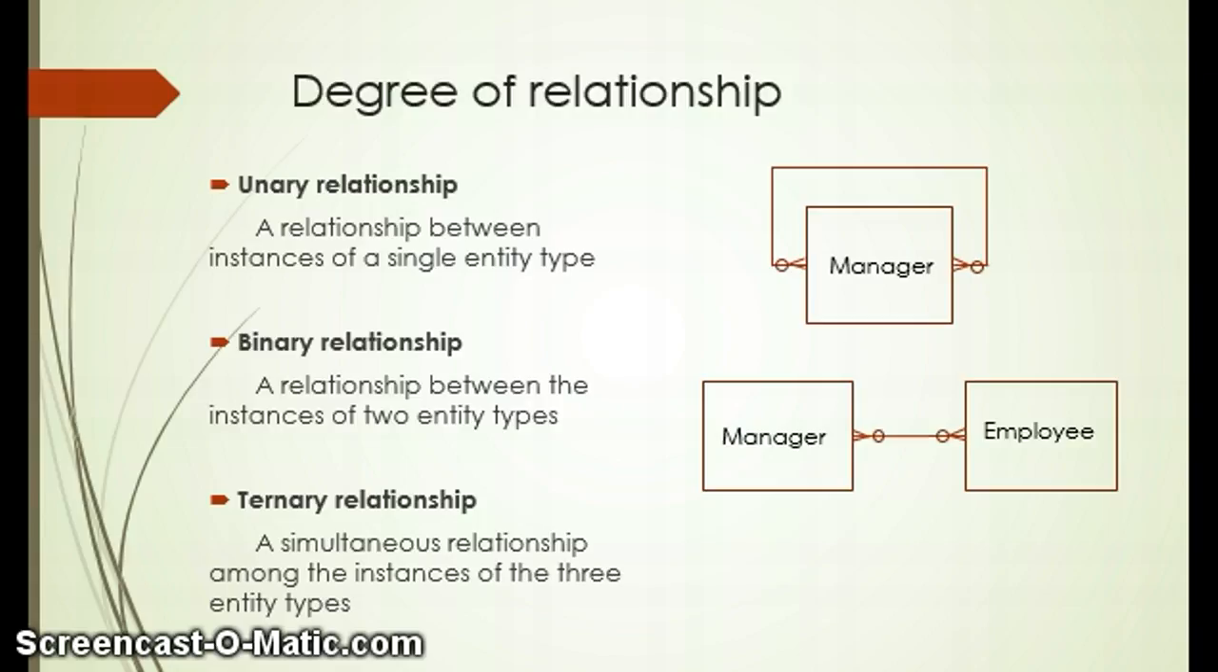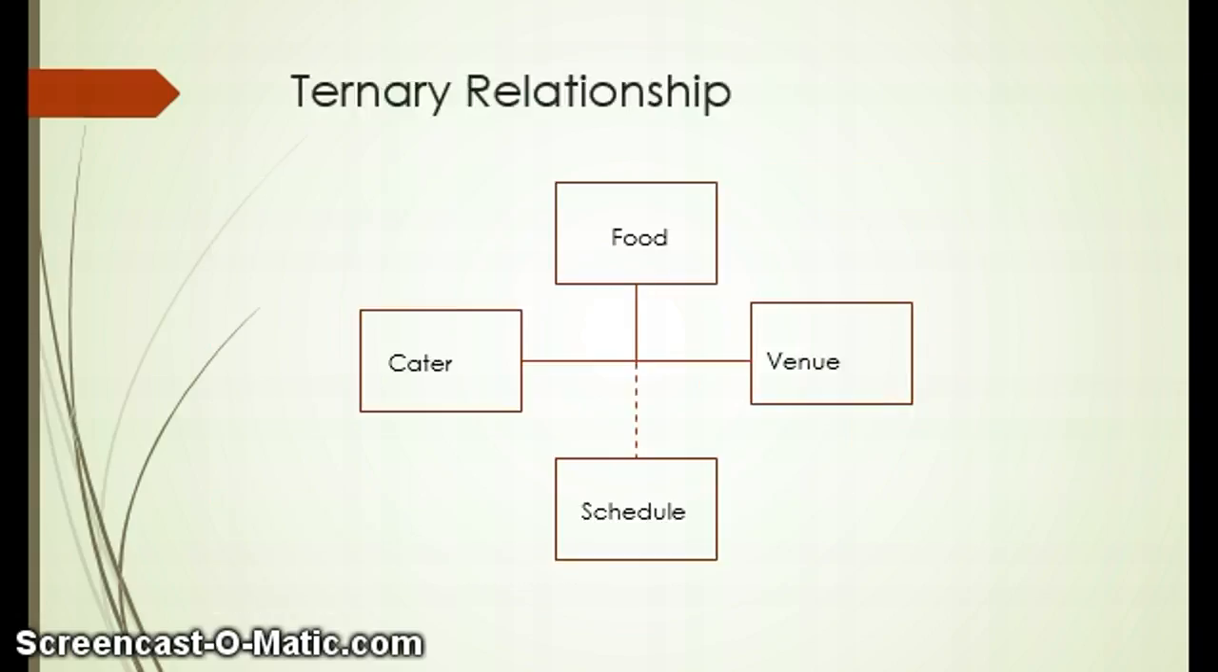Ternary relationship is a simultaneous relationship among instances of three entity types. This is an example of ternary relationship. Caterer, food, and venue are all related to each other.